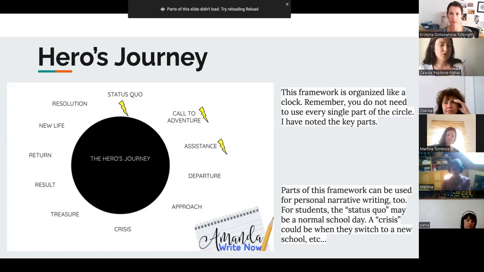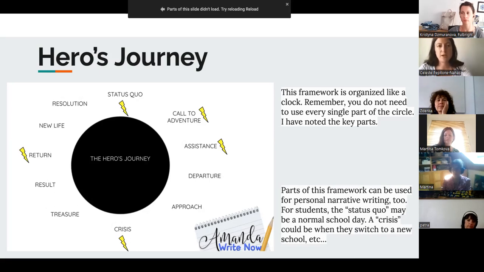Assistance is a character or a person who helps them. This could be a friend or a teacher, someone who helps them through a challenge. The moment of crisis is the most intense part of whatever they are going through on this journey. So yes, it could be their parents getting divorced, or it could be as simple as an argument with a friend. And the return, or when you're moving back towards resolution, is when they've made it through this challenge and they've come out on the other side having learned something new. So this is a really commonly used story structure, especially in movies.